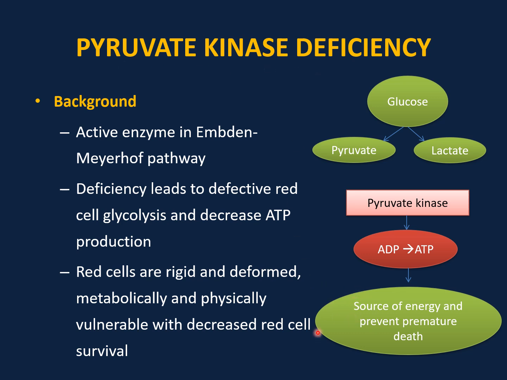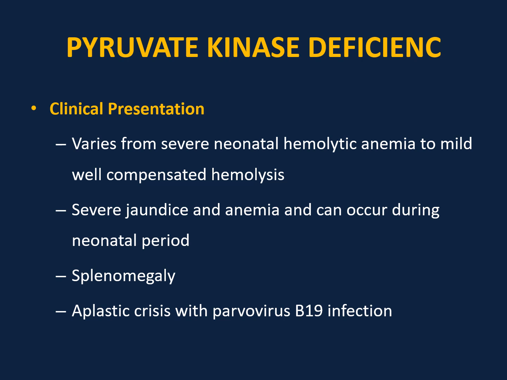This eventually will cause hemolysis or hemolytic anemia because of decreased red cell survival, because there is decreased source of energy due to high ADP instead of high ATP. Clinical presentation varies from severe neonatal hemolytic anemia to mild well-compensated hemolysis. Know that this may present with severe jaundice and anemia during the neonatal period. Also, they may present with splenomegaly and aplastic crisis if they have infection with parvovirus B19.